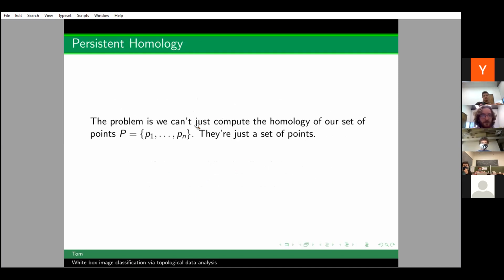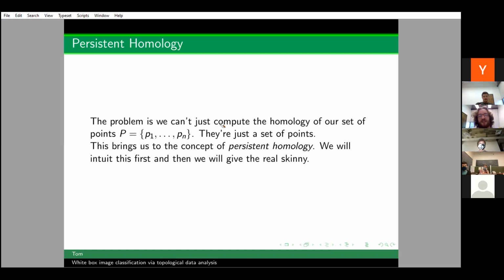Okay, so the main technique of doing this came out 10 or so years ago. It's very new. And it goes by the name of persistent homology. And the problem is that you can't just compute homology of a set of points. Well, I mean, you can compute the homology of a discrete set of points, but it's just uninteresting, right? You would get n copies of Z in degree 0 and nothing in higher degree. This is just a scatter plot, and that doesn't have homology.